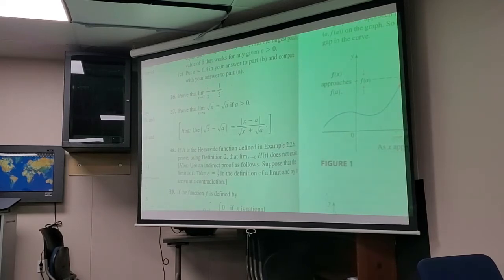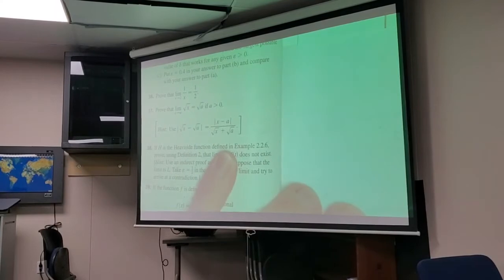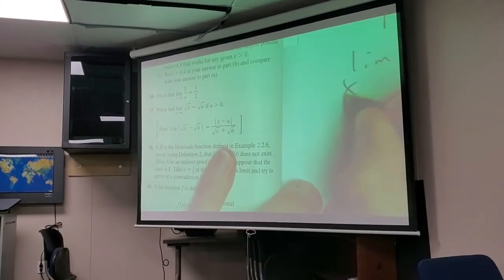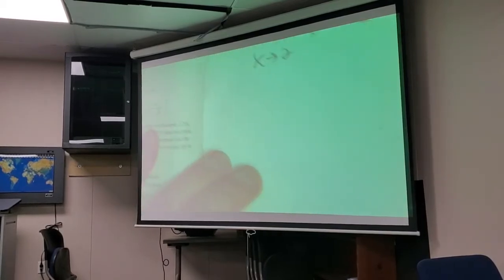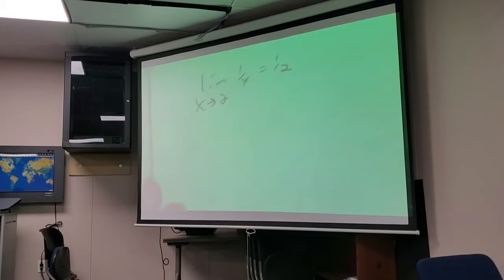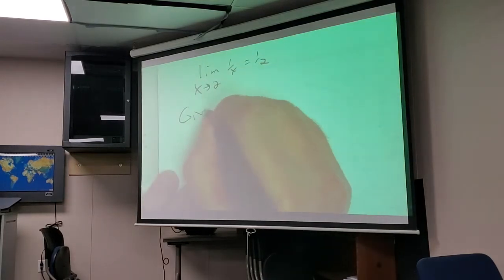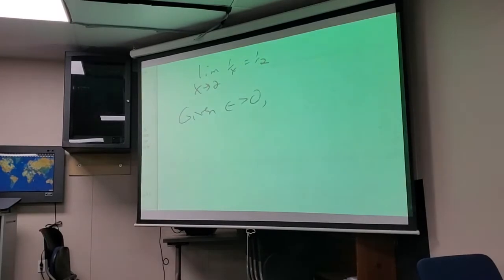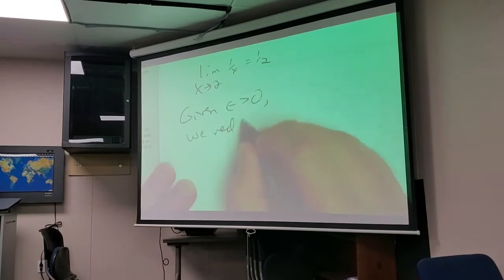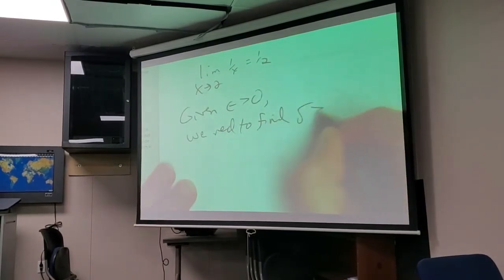So let's do this. What would the first steps of this look like? Let's write this down. At least this isn't weird in the sense that it's too easy. It's definitely not that. So given epsilon greater than 0, what do we need to do? We need to find a delta greater than 0.